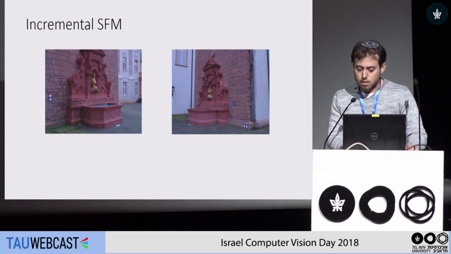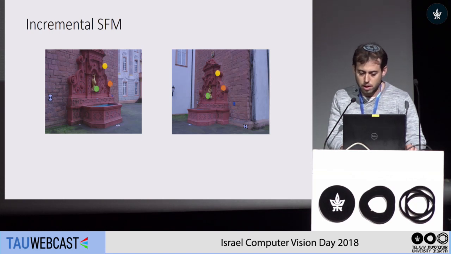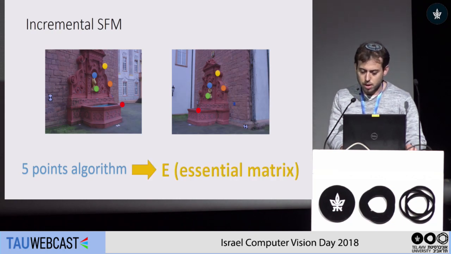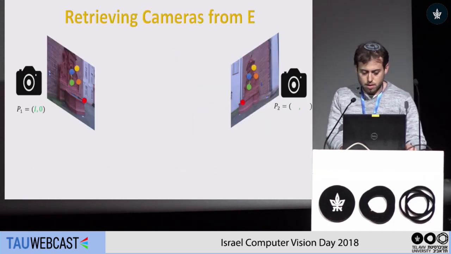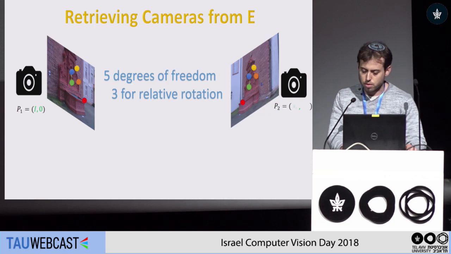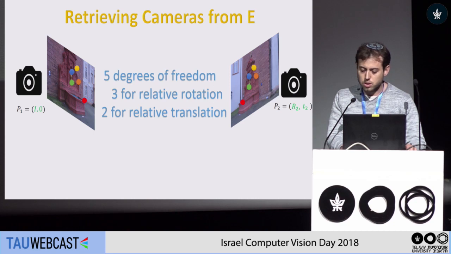So basically, this method usually starts with two images, and then point correspondences are searched between these two images. Then, using the 5-point algorithm, the essential matrix is computed between the two cameras. Usually, the first image is set to have identity rotation and zero translation, and using the essential matrix, the rotation of the second camera is extracted, and the translation of the second camera, which is defined up to scale, is set to be an arbitrary translation with arbitrary scale.